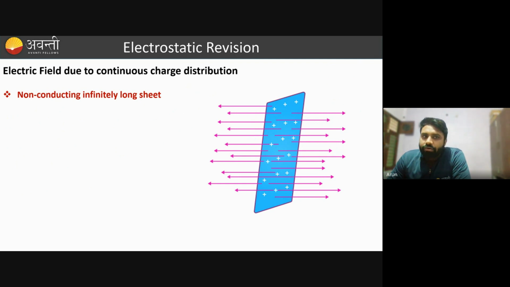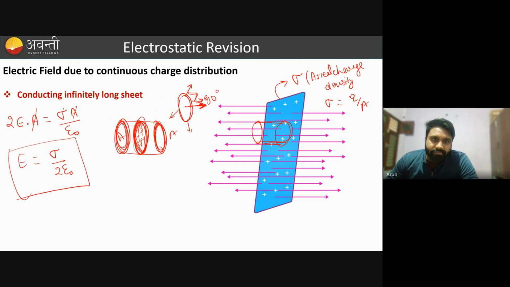Now, if the sheet is non-conducting, there are many cases possible. If the sheet is thick, there will be one case. The thickness is also there, but we have considered a very thin sheet; the thickness we are not considering. In the case of a conducting sheet, the thickness will play no role. You will have the same electric field intensity for a thin and a thick conducting sheet.